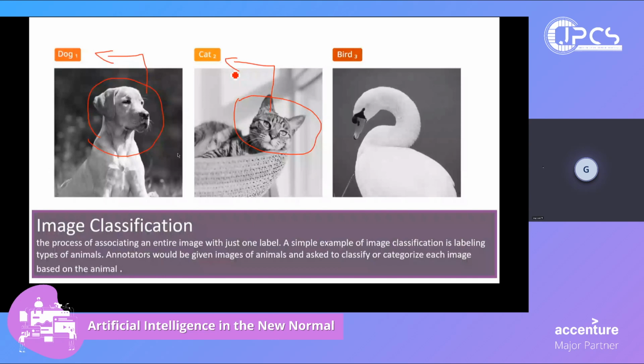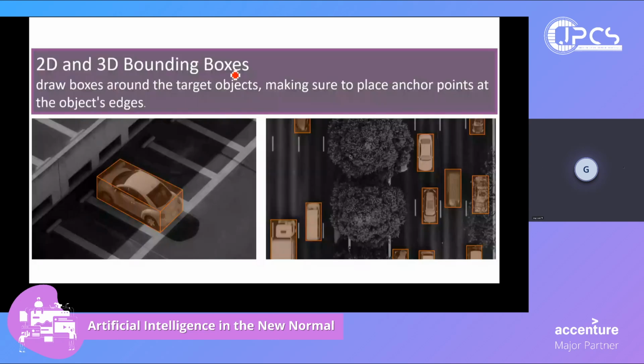There's also a method called 2D bounding boxes. It's basically a more advanced version of image classification, when we draw boxes around an object and identify that object. For example, here, they're identifying different cars in an image. This actually identifies multiple objects in one image. If, for example, there are a lot of cars here compared to one image just identifying one person or one object.